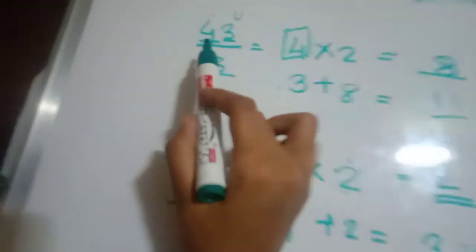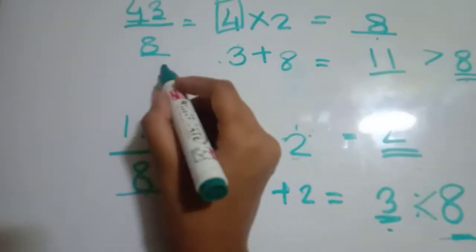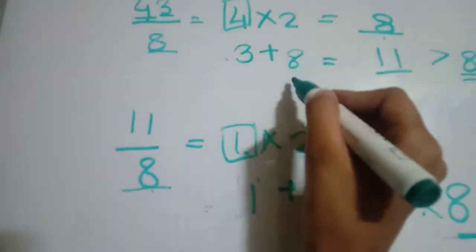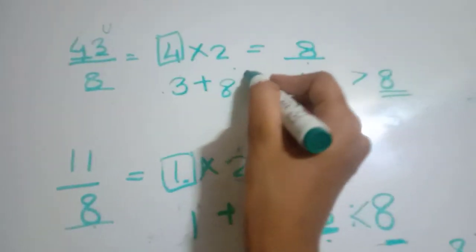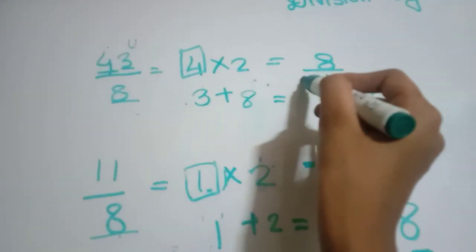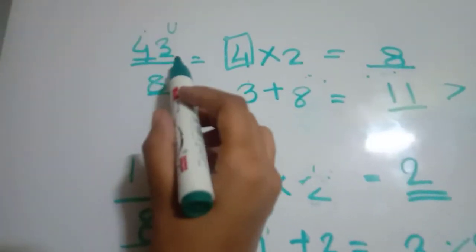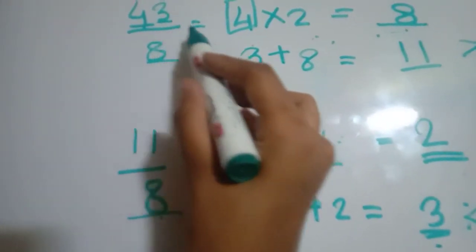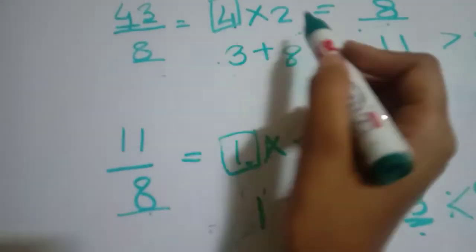So now again I will revise. The 4 in the tens place we write here. This 2 is the complement of 8. Complement of 8 is 2, so we write 2 here. 4 into 2 is 8, so we will write 8 here. Now this 3 plus 8. Why take 3? We take this 3 to here. So 3 plus 8.